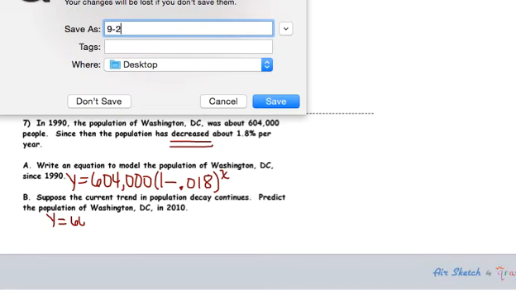This is 9-2. I think it was on the last one. I know.